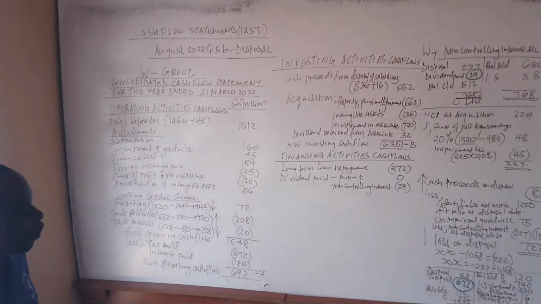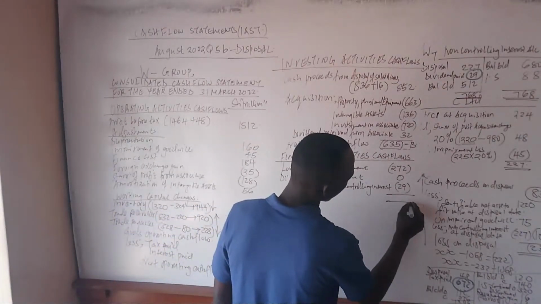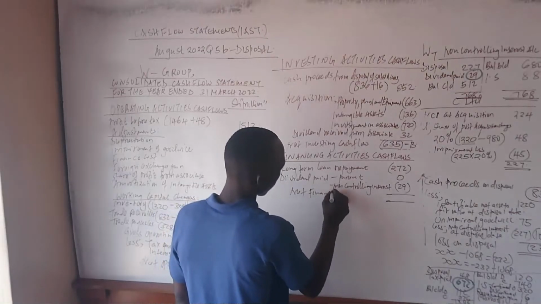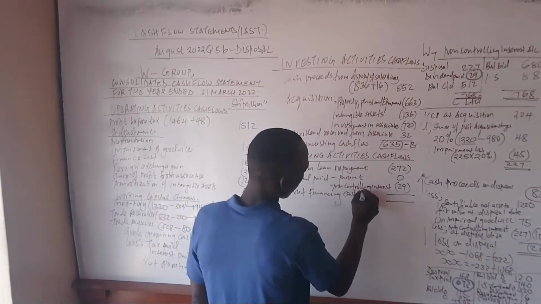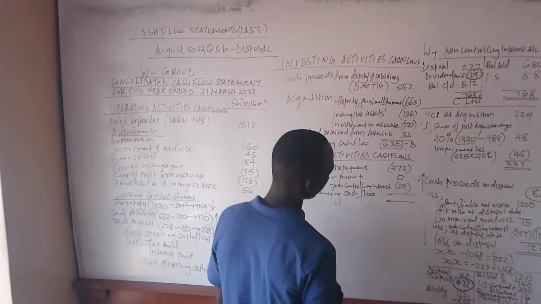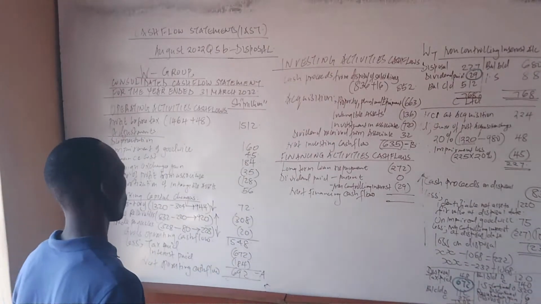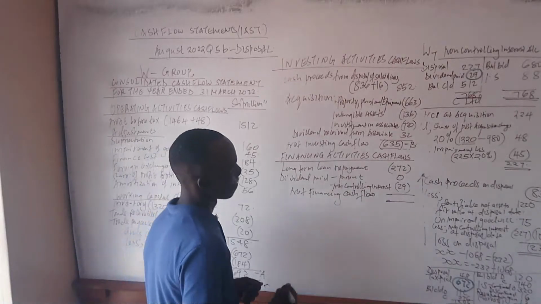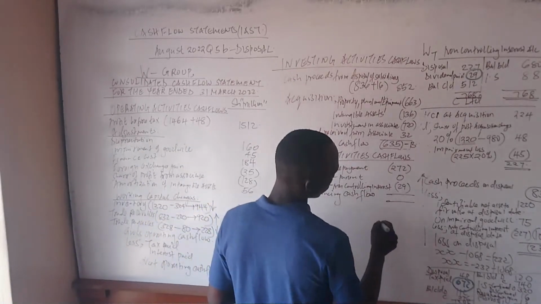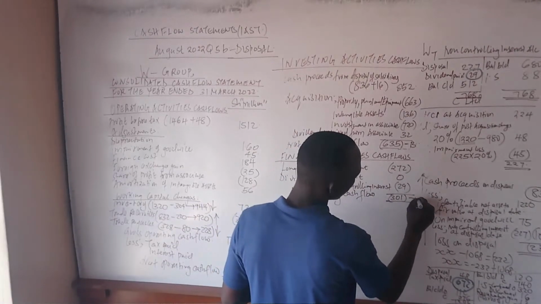So therefore, give me the total. The total will be how much? If there is nothing, we call it the net financing cash flow. Net financing cash flow of how much? 242. We added. You just added the 2. 301 negative.